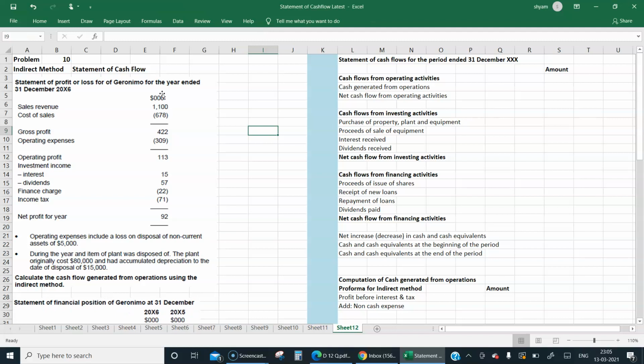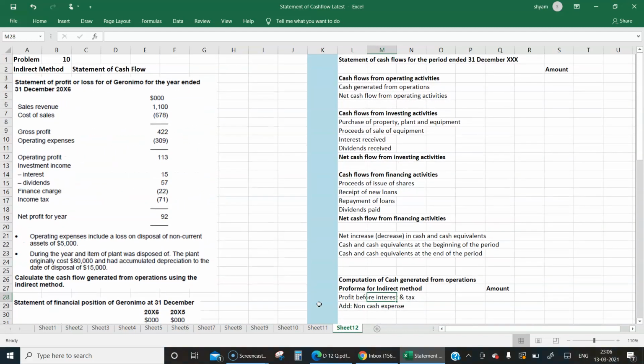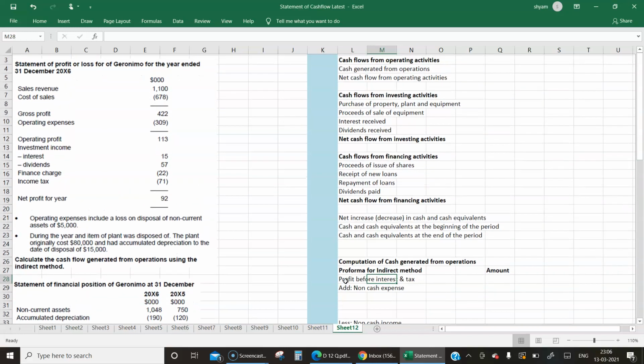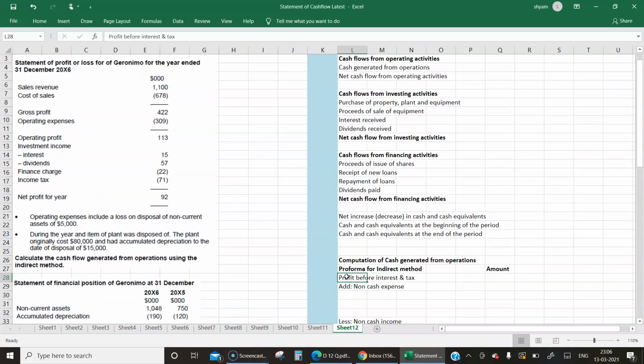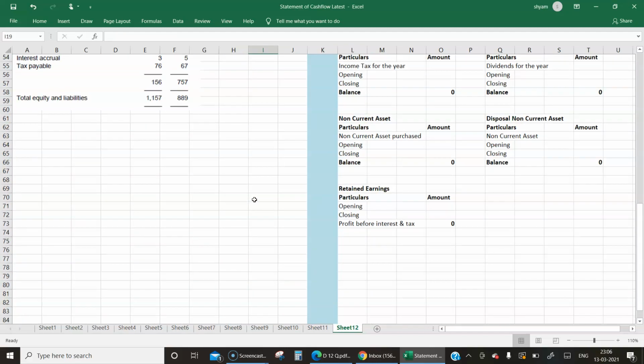Okay, so let's start. Which number do we have to take? The first number that we want is profit before interest and tax. That is the number we want. So this number is profit after tax and interest. We have to add back income tax and finance charge first, and then only we'll get the answer.